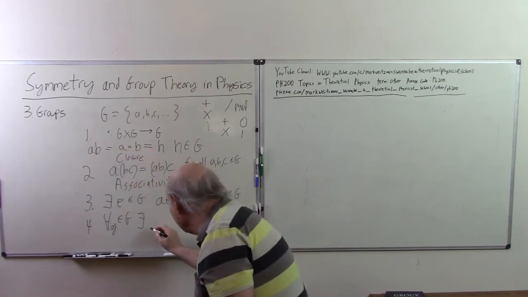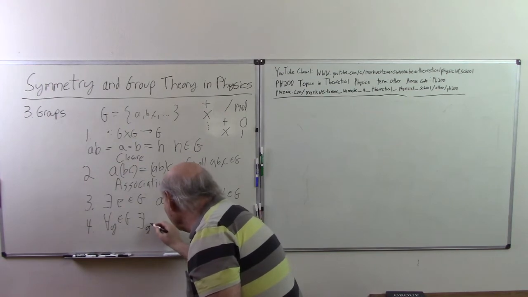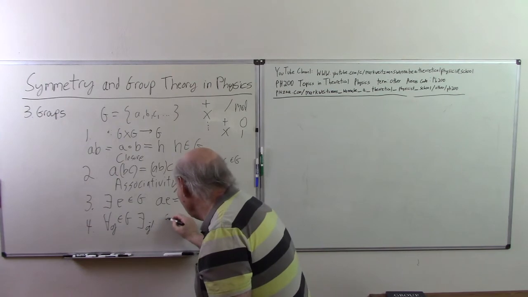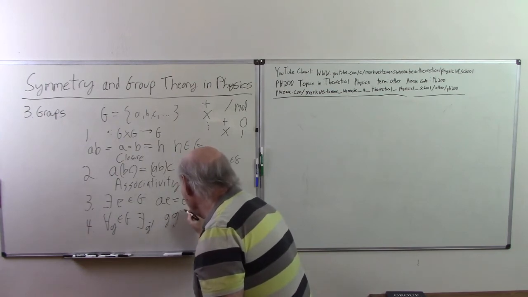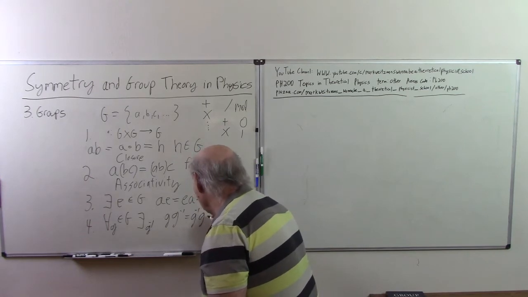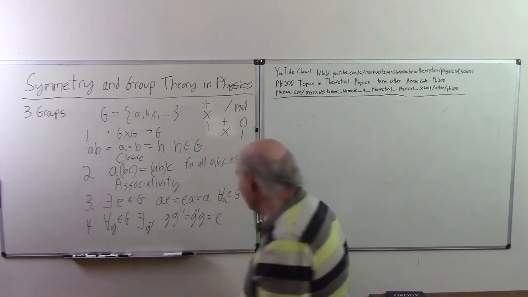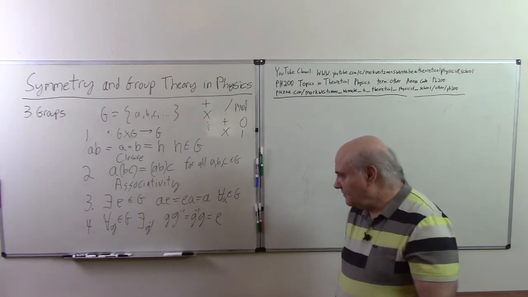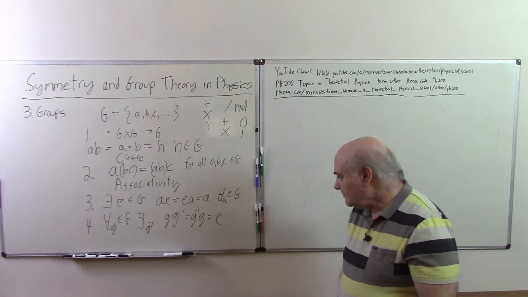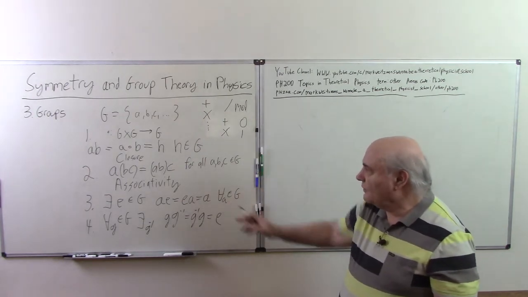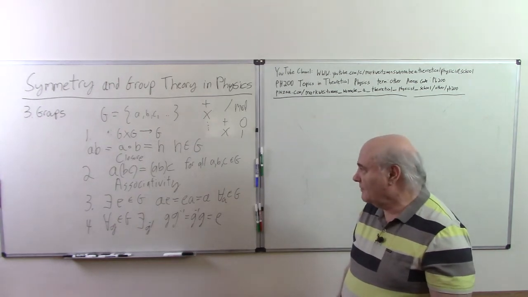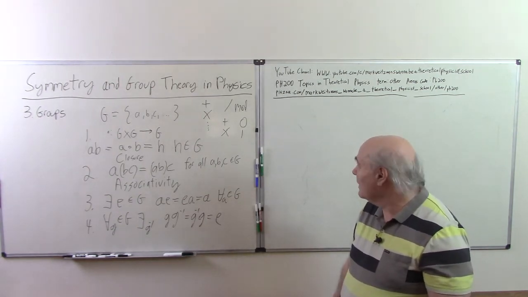So for every element in the group, there exists another element which we call G inverse, such that G G inverse equals G inverse G equals E. Again, every element has a unique inverse. So these are the 4 rules on groups, and these rules are actually very constraining, especially for finite groups.